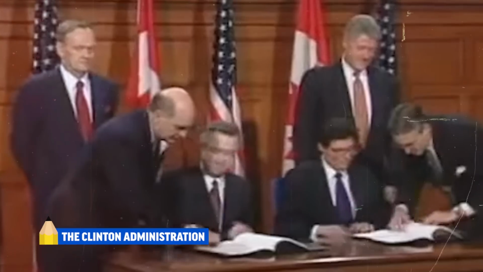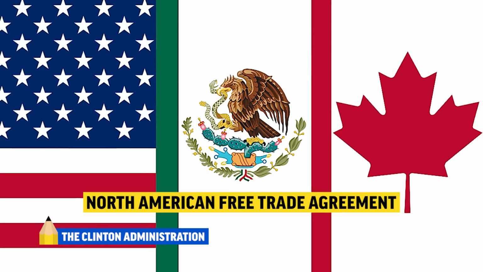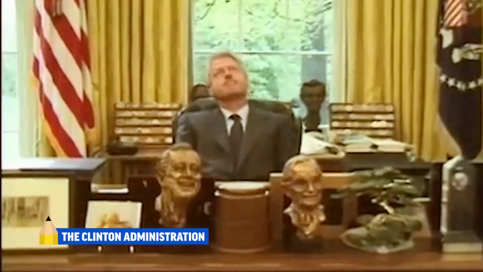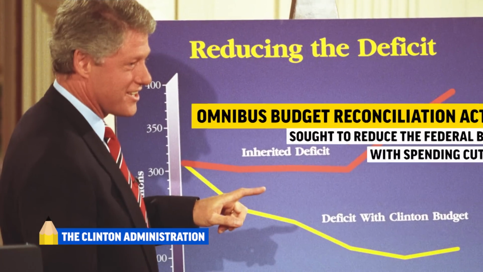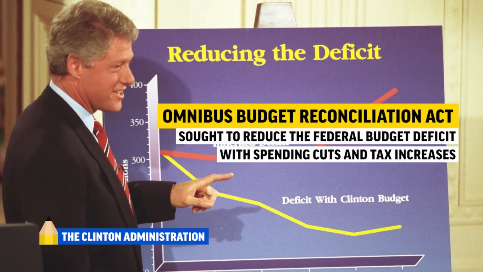One major policy achievement of the Clinton administration was the NAFTA agreement between the United States, Mexico, and Canada. This aimed to reduce trade barriers and promote economic cooperation in North America. A domestic success of the Clinton administration was the budget reform, where he was able to reduce the federal deficit by increasing taxes on high-income individuals while also cutting spending.